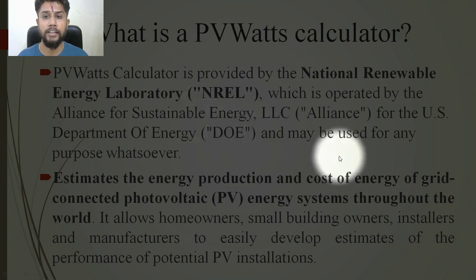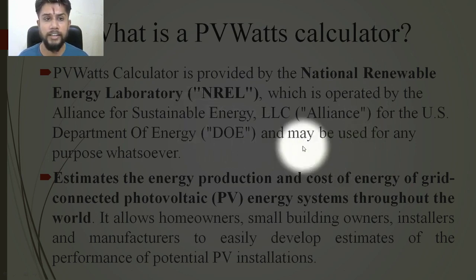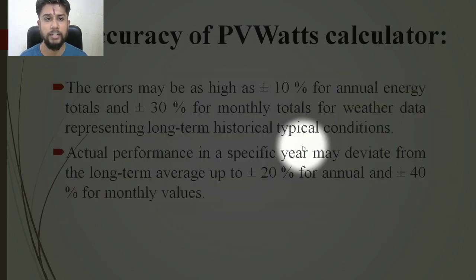NREL stands for National Renewable Energy Laboratory, which is operated by the Alliance for Sustainable Energy with funding available from the US Department of Energy. It estimates the energy production and cost of energy of grid-connected PV energy systems throughout the world. Small building owners, installers, and manufacturers can easily estimate the performance of potential PV installations utilizing this PVWatts calculator.